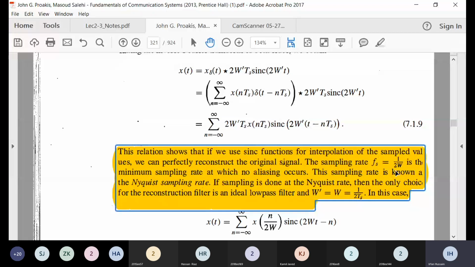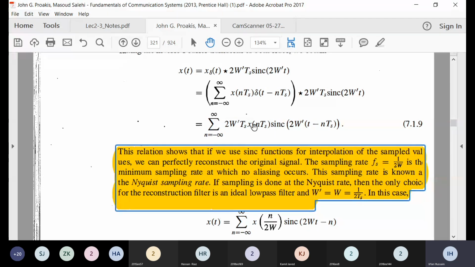The sampling rate is 1 over 2W, but generally the sampling rate is greater than or equal to 2W, and if this condition is satisfied, then there will be no aliasing. This sampling rate is also called the Nyquist sampling rate. If the sampling is done at the Nyquist rate, as we have just seen, then the reconstruction filter will have a bandwidth of W, and hence its width will be 2W. This we already have seen.